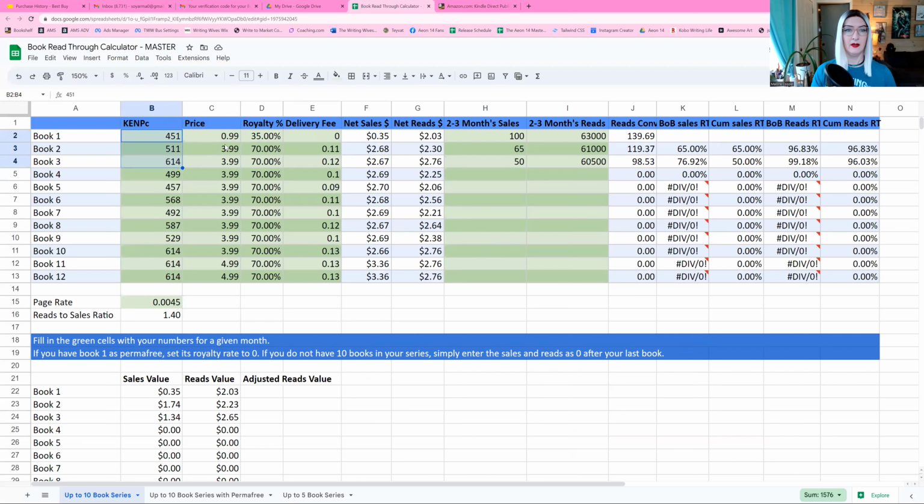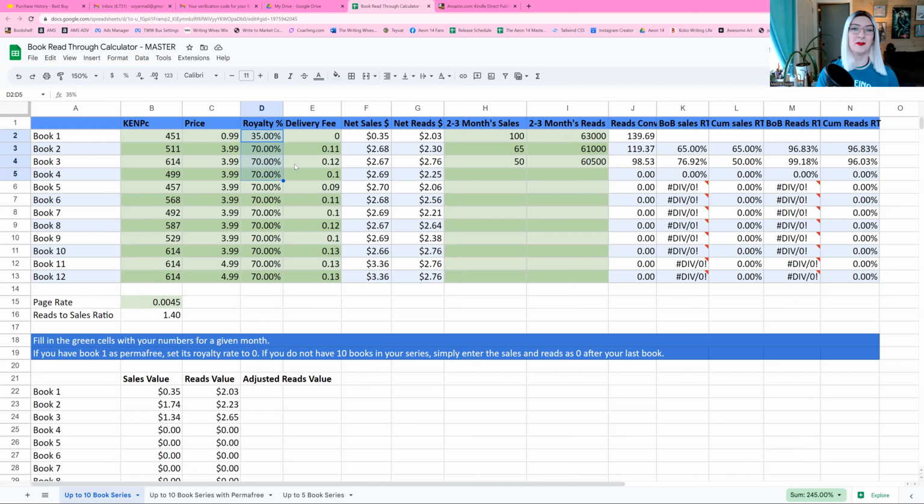Then you put in your price and then you put in the royalty percentage for that price. I guess I could have written it so that it was smart and figured out that your royalty percentage is what it is based on the price. I didn't. Maybe in a future version I will.